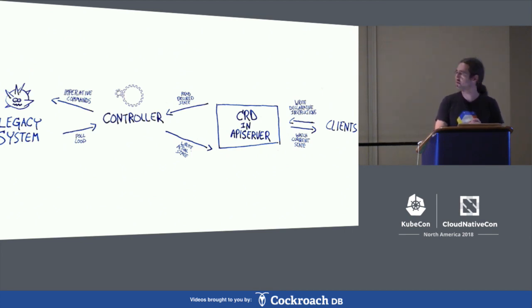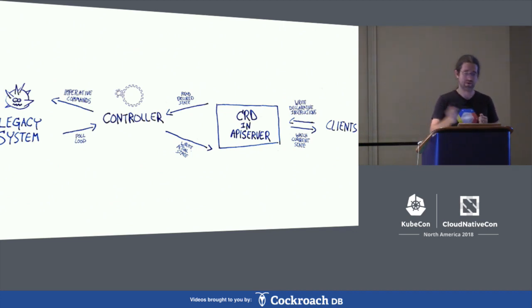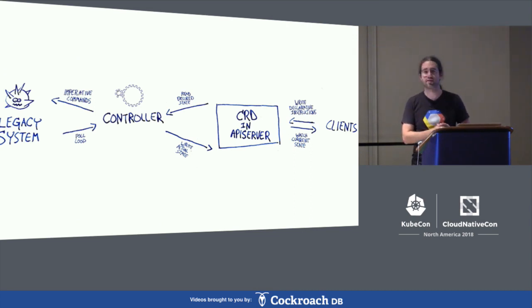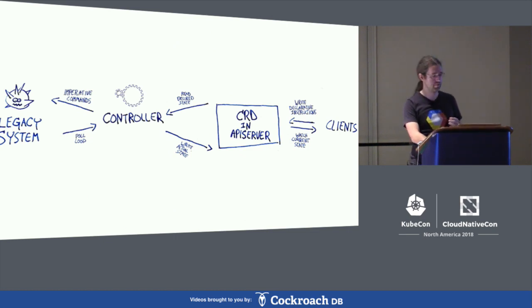Clients are here. They read and write to a CRD you've made, and then you've also written a controller which reads from the CRD. It sends imperative commands over to your legacy system, and it's got a poll loop, or maybe if your legacy system supports pub/sub, it can watch it. And it pulls data from your legacy system and writes the status back to the CRD. If this looks familiar, it's basically exactly the operator pattern, just applied to a legacy system. So this is really the way I recommend you hook up a legacy system to the Kubernetes control plane.